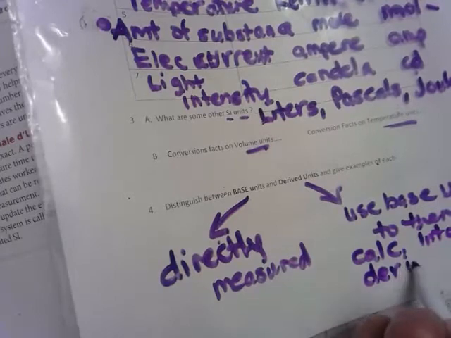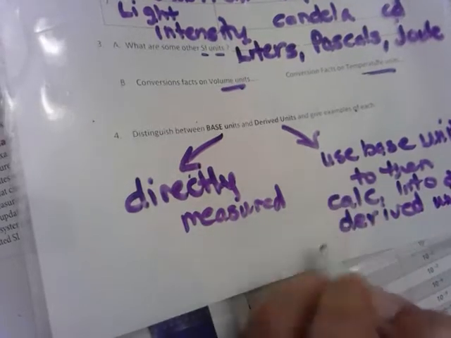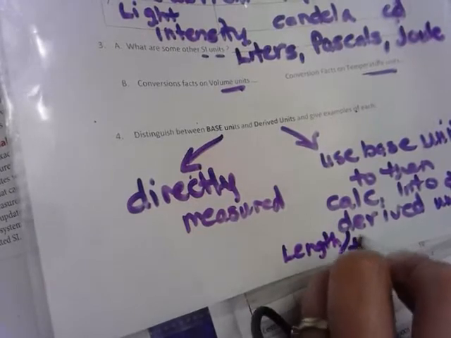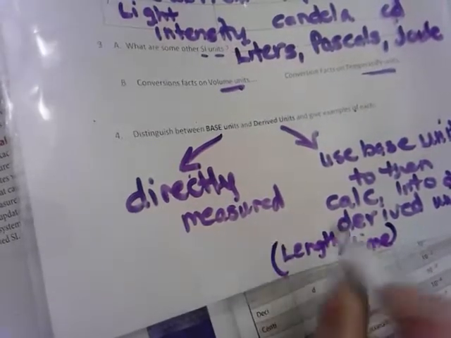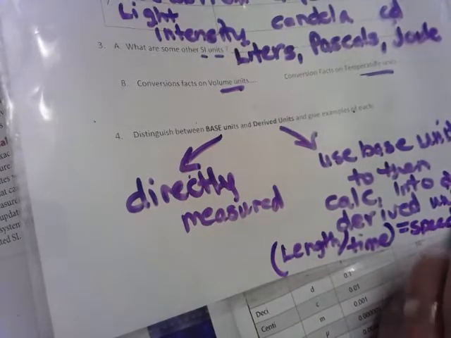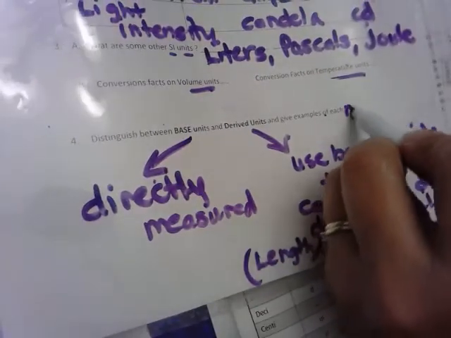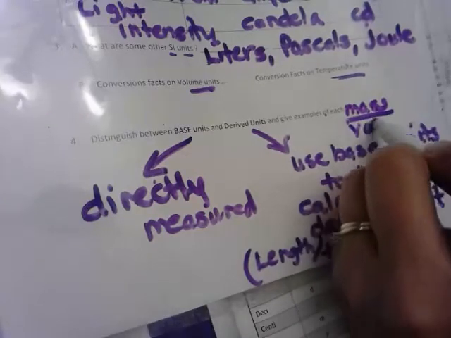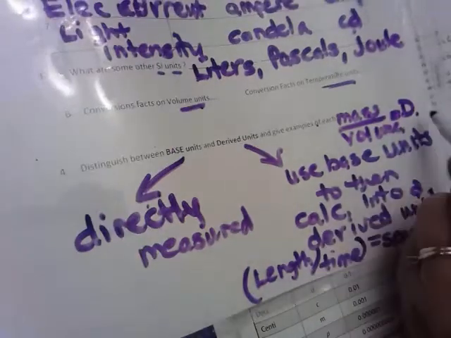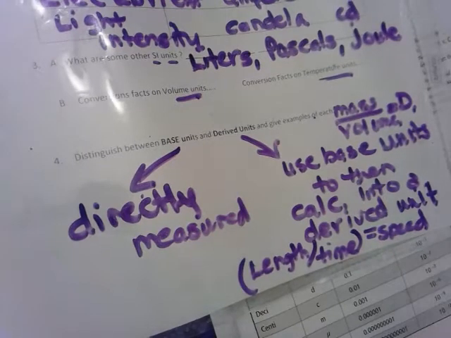And a good example would be speed, okay? So if you're going to do speed, that's going to be a length divided by time. And since you have to calculate it, length divided by time, that's going to give you speed. Speed is an example of a derived unit. Density is mass over volume. Mass over volume, that equals density. You have to calculate to get density. You have to calculate to get speed. That's what gives you a derived unit.